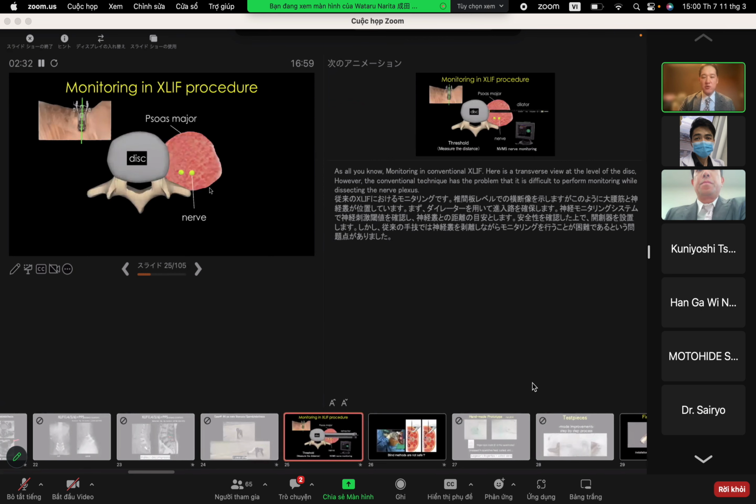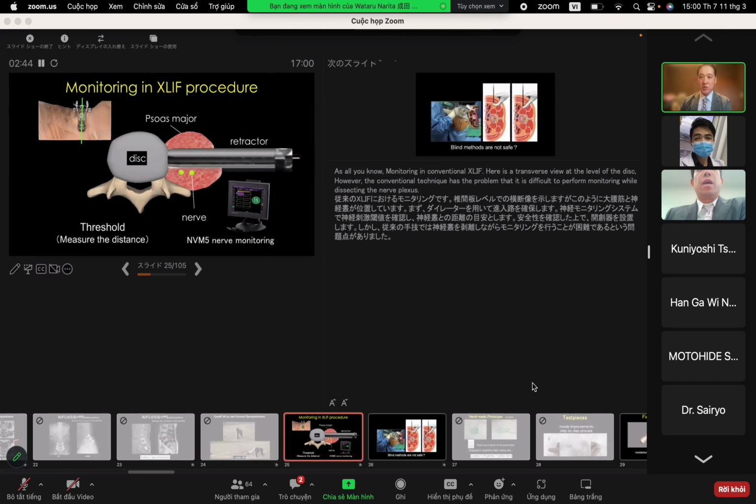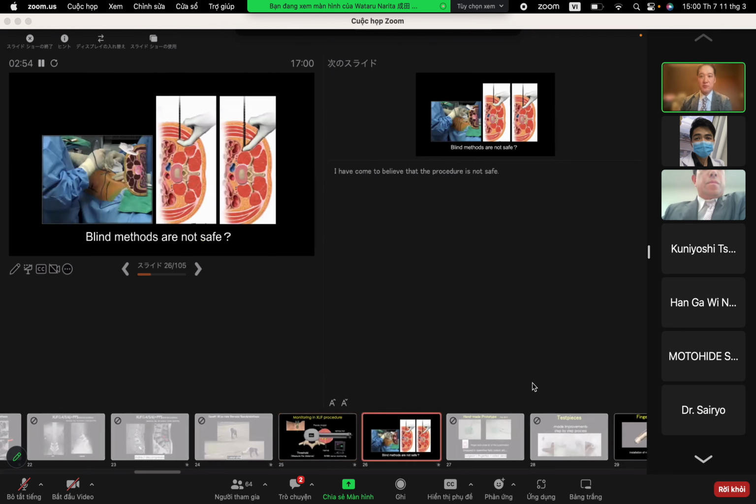Monitoring in the conventional XLIF. Here is the transverse view of the lumbar disc. You can see it here. So this is the dilator, the step-up, bigger dilator. And this is a problem for nerve injury, and so we must use a monitoring system like this.